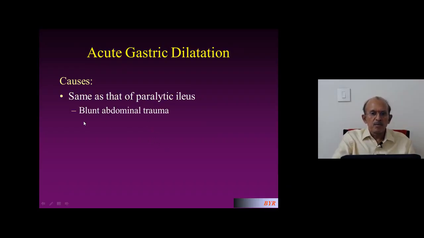The causes being blunt abdominal trauma. So whenever abdominal trauma is there to the upper part of the abdomen, the stomach may go into paralytic ileus. So whenever any part of the bowel is subjected to stretch, depending upon the severity of the stretch, it goes into paresis. That means if a mild stretch is there, the paresis will be there for about 6 to 10 hours. If a moderate stretch is there, it will go into paresis for about 1 day. If a severe stretch is there, it will last about 4 to 5 days or 7 days.